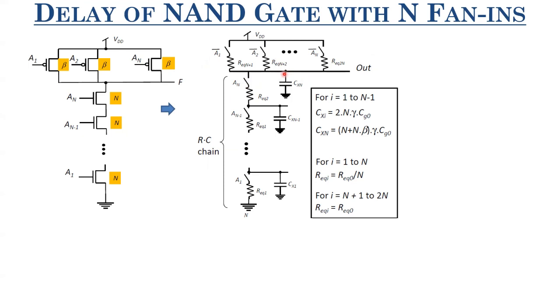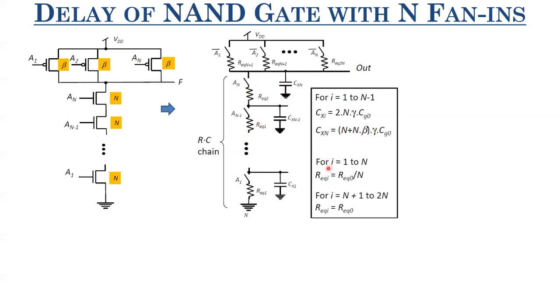So what would be the equivalent capacitance here? It would be n times beta times gamma CG0. That would be the contribution of the pull-up network. And what would be the contribution of this MOSFET? It would be n times gamma CG0, because it's sized n. So it's n plus n beta times gamma CG0. This is how you find out the intermediate node capacitances and this load capacitance.